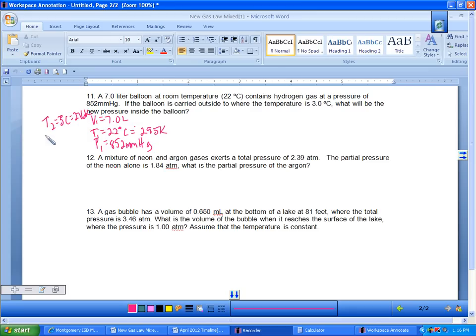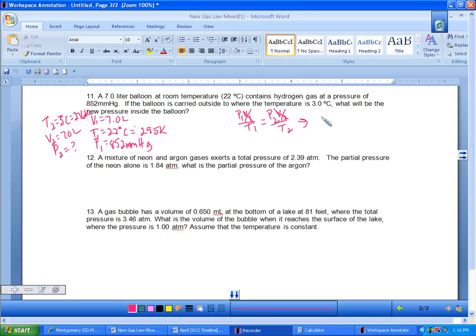It's still a 7-liter balloon. Nothing changed to that. And I'm looking for the new pressure. So I have a combined P1 V1 over T1 equals P2 V2 over T2. However, the volume never changed, so I'm just going to get rid of that.